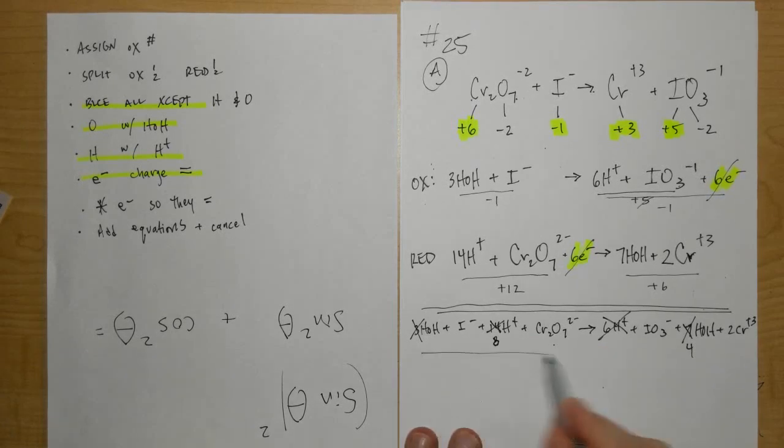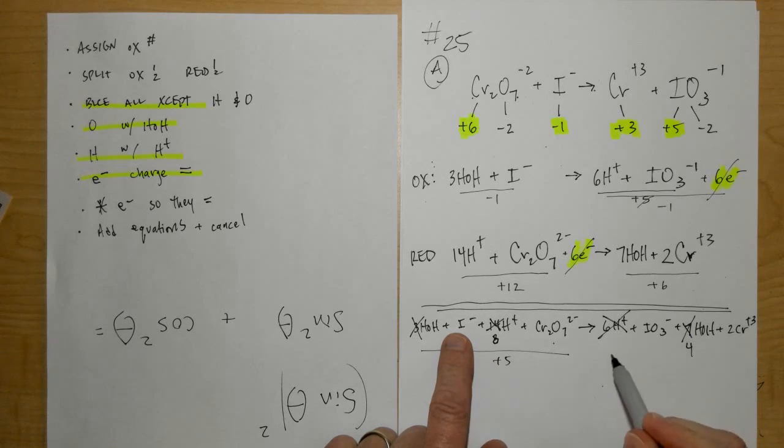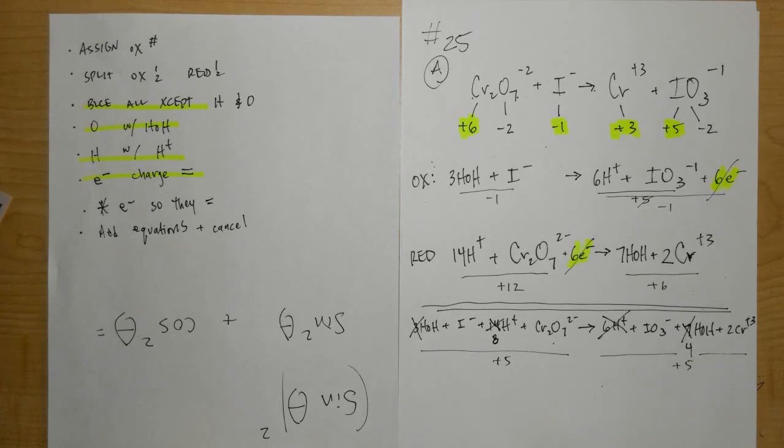Let's check the charge. I've got +5 total on this side, and then over here I've got +6 and a -1, so +5 right here. Chromiums match, hydrogens match, oxygens, 3 plus 4 is 7, and there's 7 there, and I think that's balanced. That's letter A.